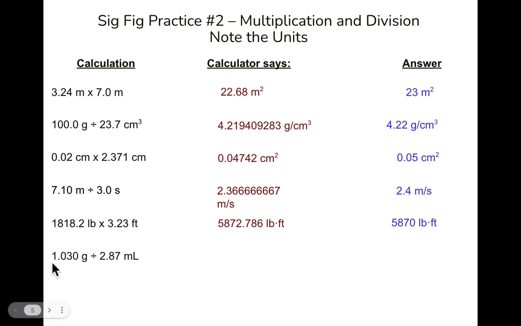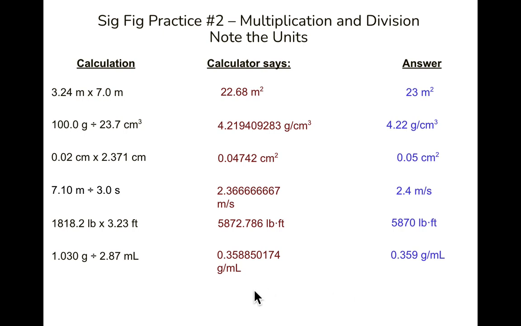We have another division here. Again, we've got 1, 2, 3, 4. Sandwich 0 counts. Trailing after a decimal counts. We have 3 here. This would be our number, but we only have 3 digits, so it's going to be 1, 2, 3. And since there's an 8 here, we'll have to round up. 0.359.